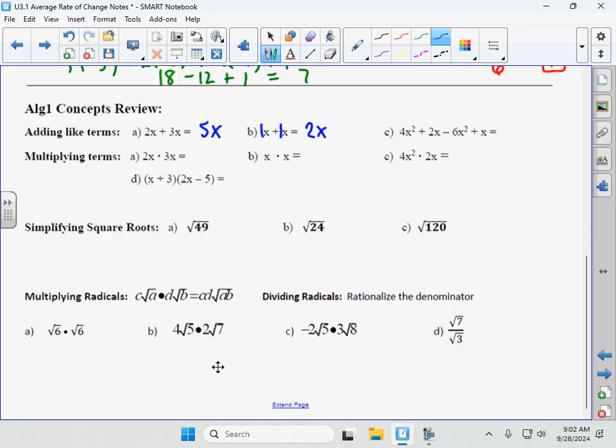Again, we want to find the like terms. All right, and so we can combine 4x squared and negative 6x squared together. So that's negative 2x squared. And then we can combine 2x plus 1x, and that's 3x, so plus 3x.